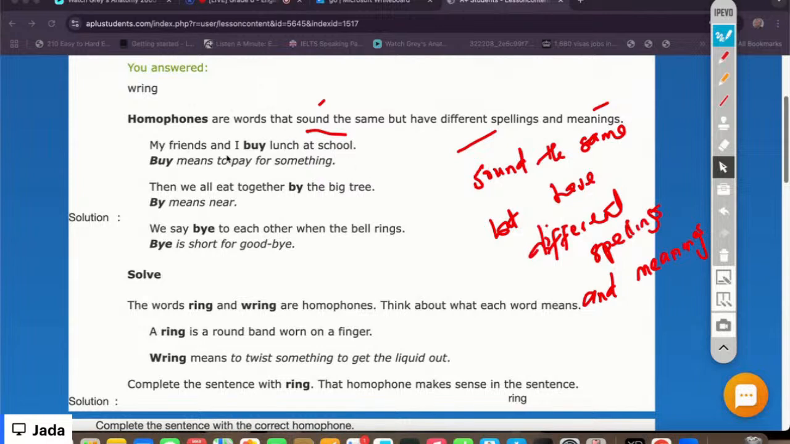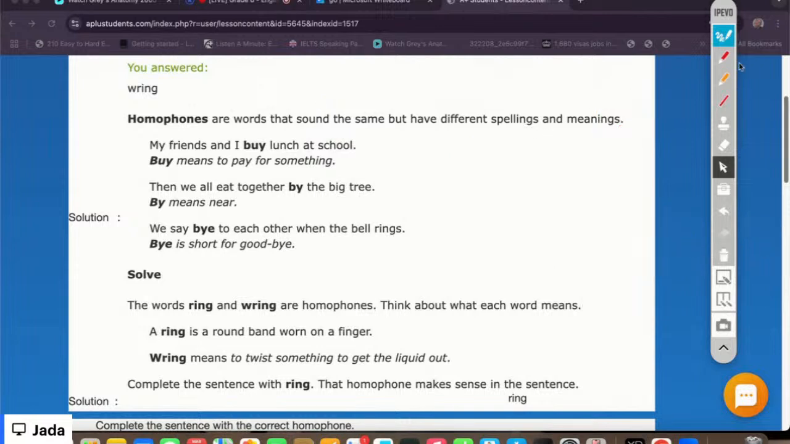So, for example, we have: my friends and I buy lunch at school. Now we have buy, and this buy means when you pay for something, like when you purchase something. And then we all eat by the big tree. So now we have by the big tree. You can see that buy here and by here sound the same, but they have different spelling. And the meaning is different because this one is what? Near. Okay, so it basically means near something.